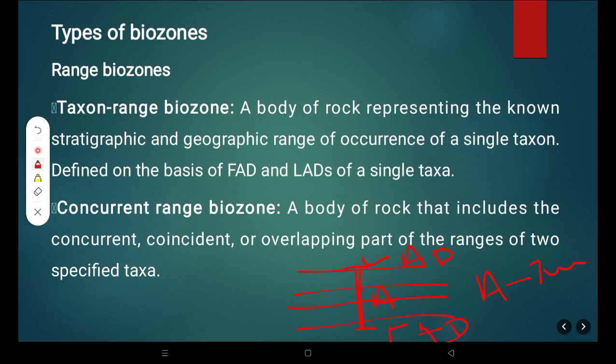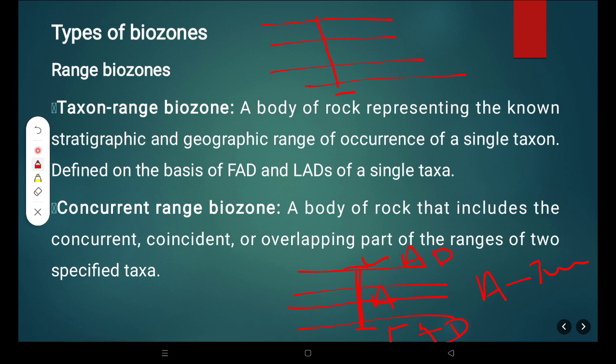Then the concurrent range biozone. A range biozone, as I have already told, is a body of rock that includes the concurrent or coincident or overlapping part of the ranges of the two specified taxa. Here what happens? Suppose these are several rock strata.